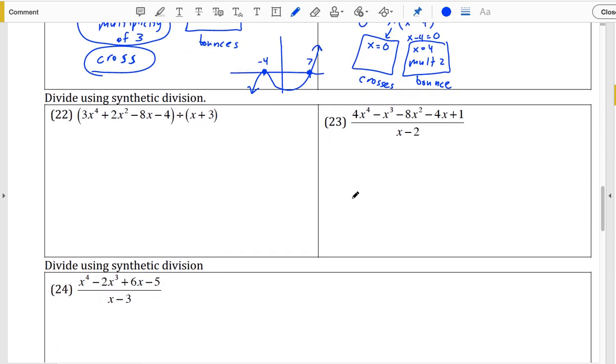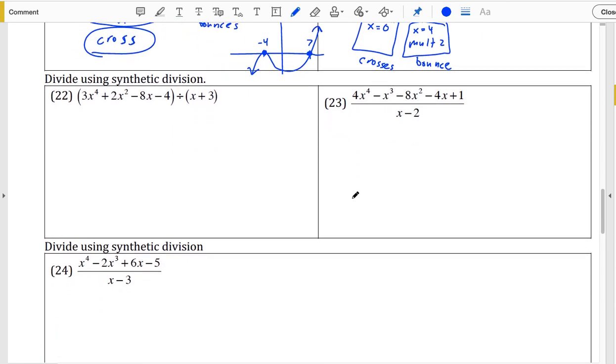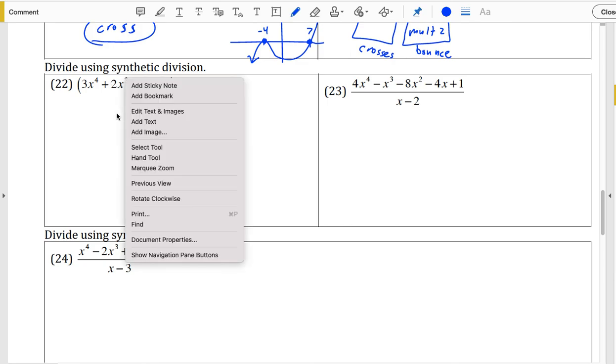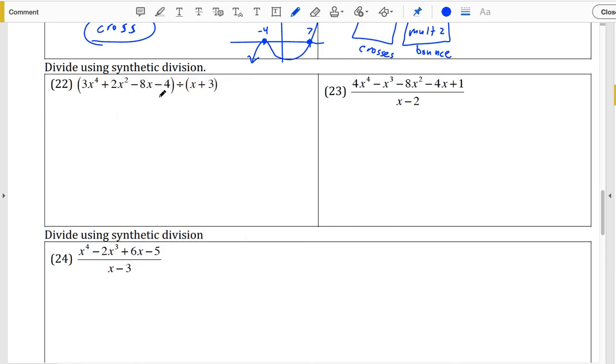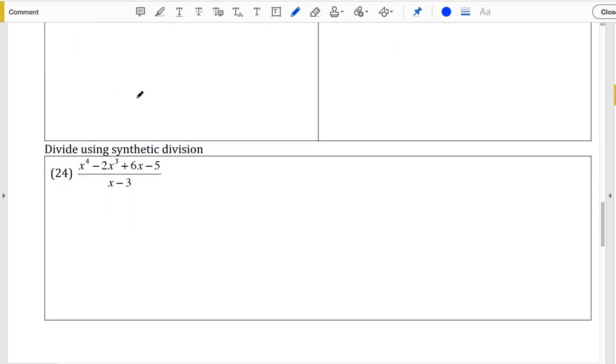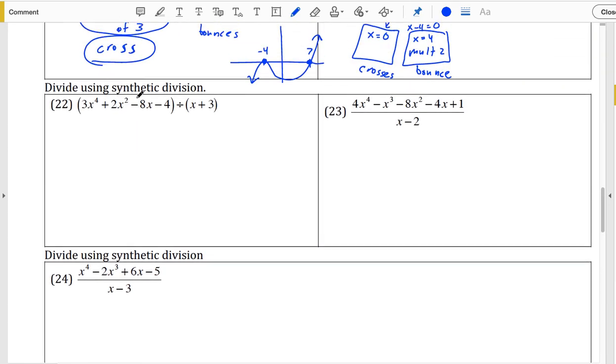Okay. So, divide using synthetic division. Okay, so we've got some synthetic division. I'm actually going to break this down to the next. I'll make a second video.